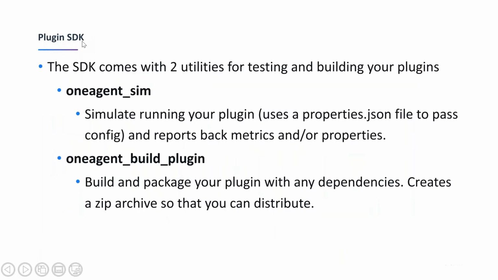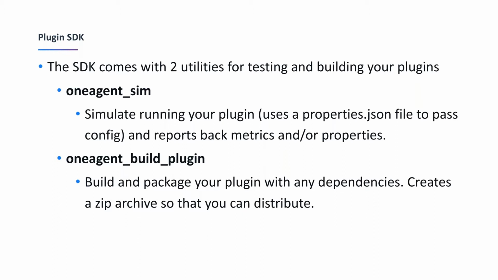So if we move on now, the SDK comes with two utilities. These are included when you install. The first one is called OneAgent Sim, and all it does is simulate running your plugin. So you basically have a properties file that defines what you want to send it. You run OneAgent Sim, and it's just great for saying, cool, this plugin's going to run. Here is what it would return. Otherwise, great for debugging. It'll tell you whether you're reporting back the right thing, whether it's breaking, things like that.